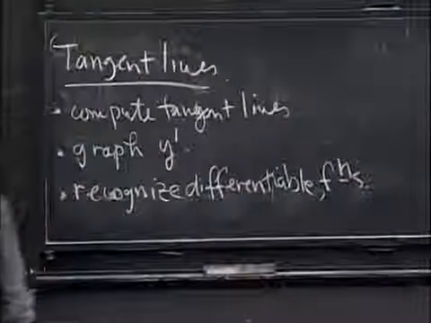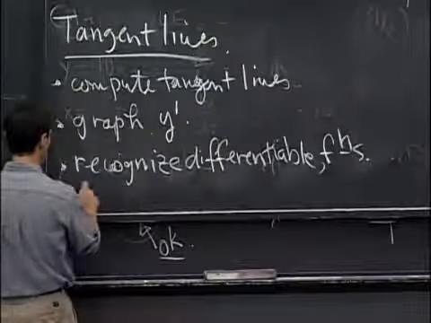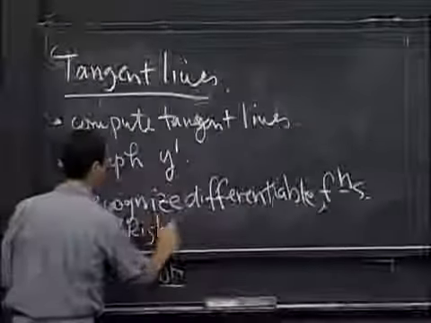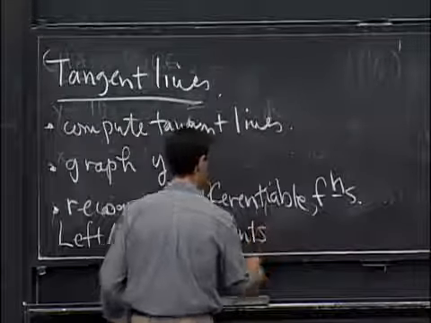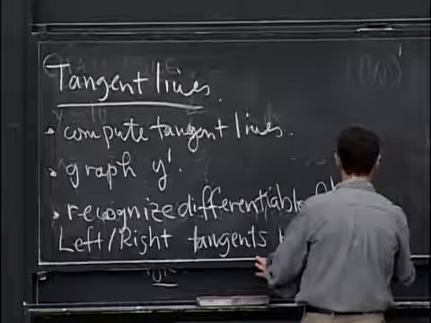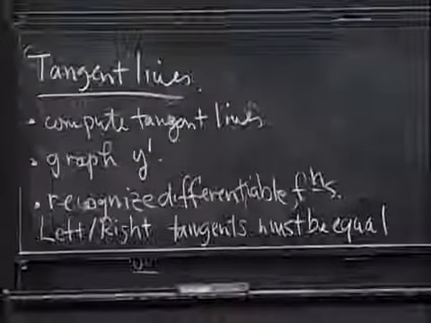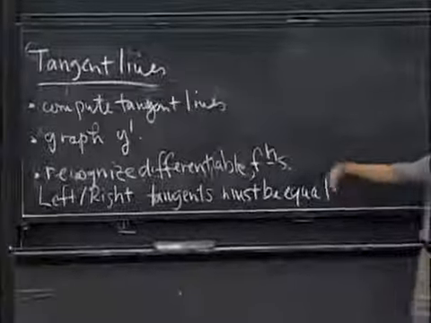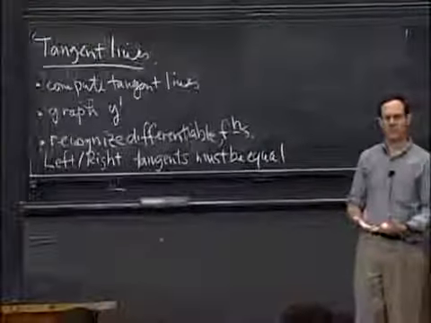All right, so how do you do this? Well, we really only have one way of doing it. We're going to check that the left and right tangents must be equal. This is a property that you should be familiar with from some of your exercises. The idea is simply that if the tangent line exists, it's the same from the right and from the left.